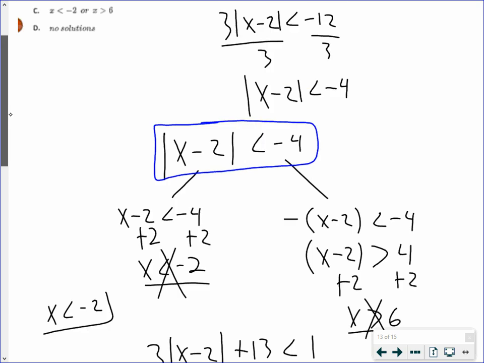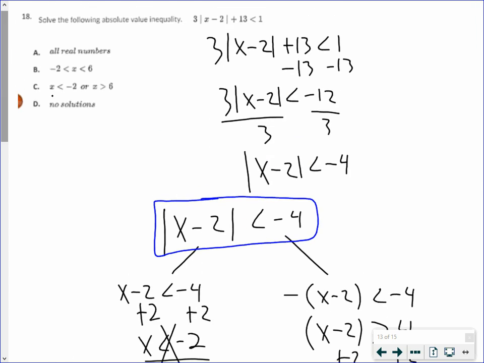So in this problem here, our answer is no solutions. That's because when we double checked our solutions that we did get, they didn't make any sense. And at the same time, when we're solving it, we got to the absolute value of x minus 2 is less than negative 4. That doesn't make any sense. An isolated absolute value expression can never be less than a negative number. So we can say this problem has no solutions.